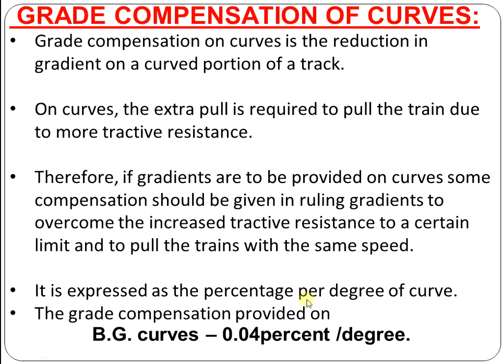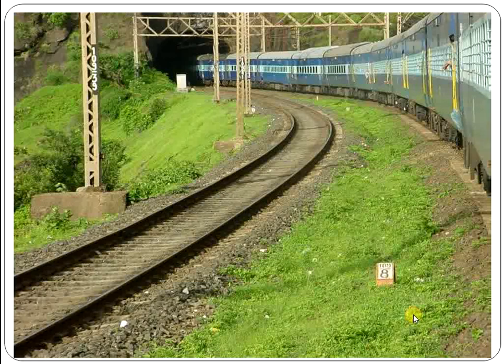It is expressed as a percentage per degree of curve. The grade compensation provided on broad gauge curves is 0.04% per degree. This is the grade compensation on curves that we provide.